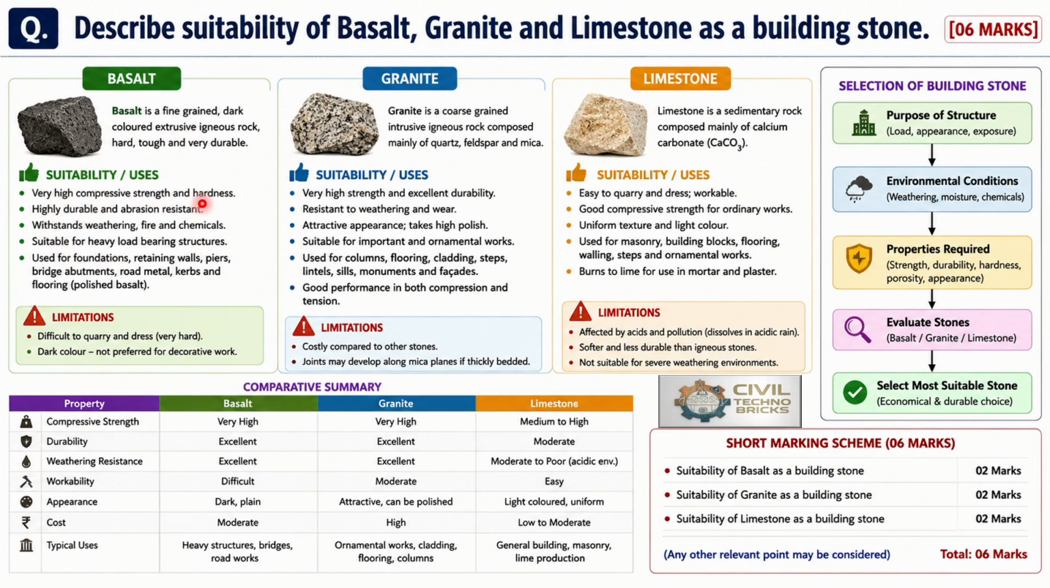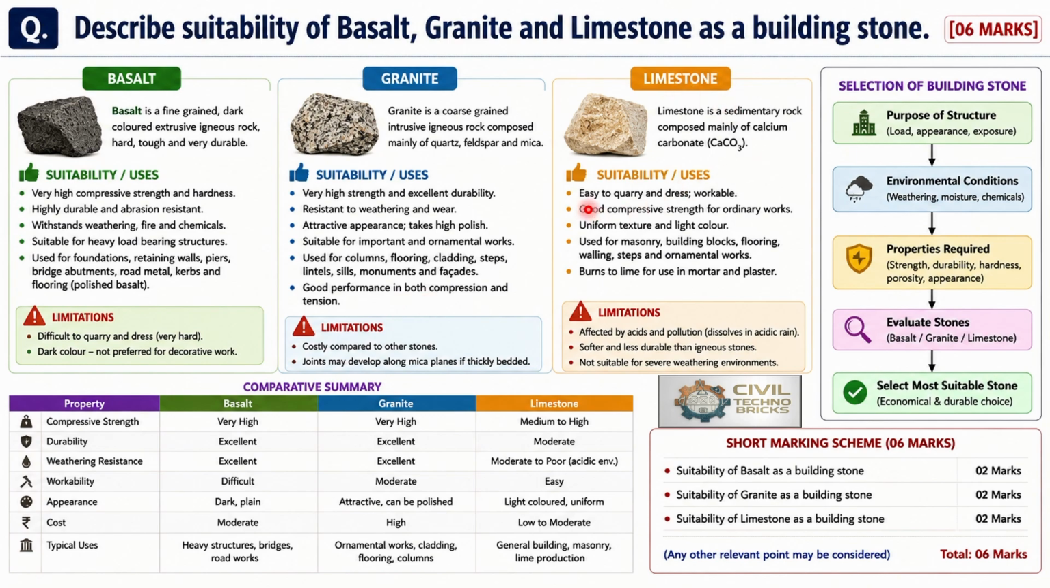From the suitability or utilization point of view, basalt has very high compressive strength and hardness, suitable for heavy load bearing structures like retaining walls, piers, bridge abutments, road metal and so on. Granite also has very high strength and excellent durability, and is most suitable for important and ornamental work used in columns, flooring, cladding, steps, lintels, or any construction purposes. Granites are most important for compression and tension performance.